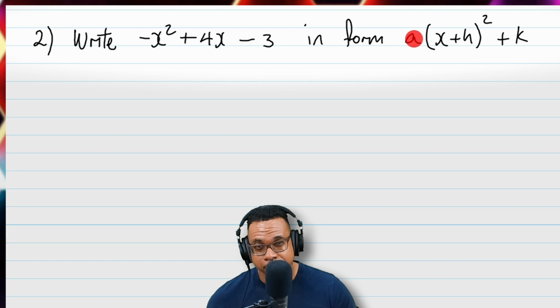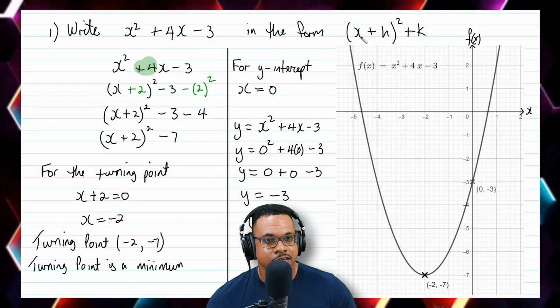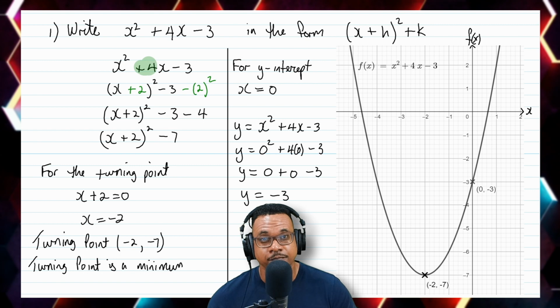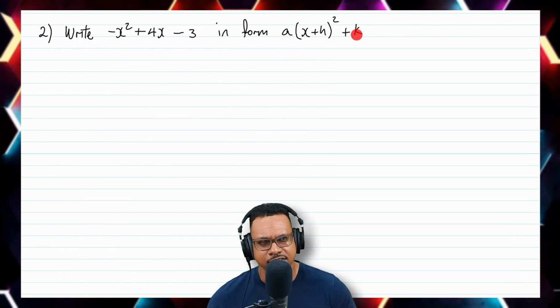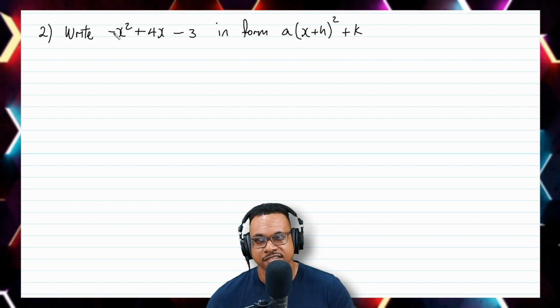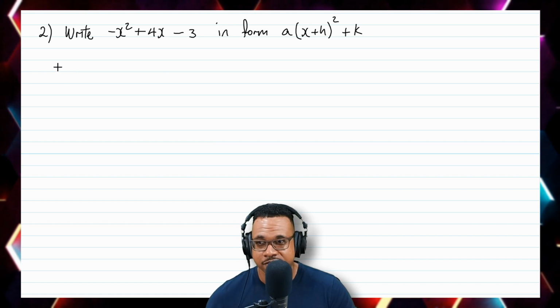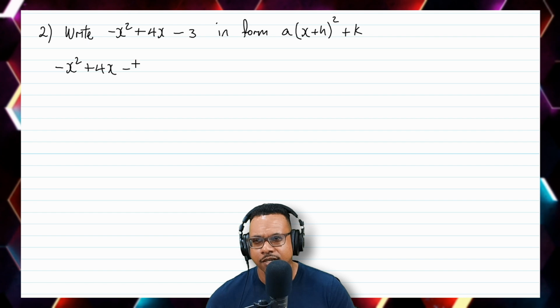I put a in front of the perfect square. We have the same x plus h in brackets squared plus k, but we have this additional a, and that's because of this negative sign in front of the x squared. See, look here, we just have x plus h in brackets squared plus k. All right, this was the form. But here we put a, x plus h in brackets squared plus k. And this a is because of this negative sign. Now, how do we do this? Well, let's write over the question first. So we have negative x squared plus 4x take away 3.